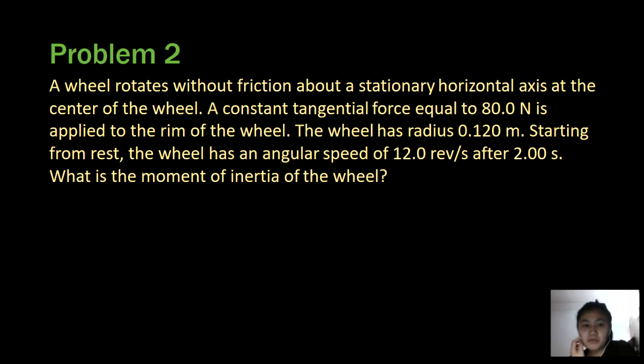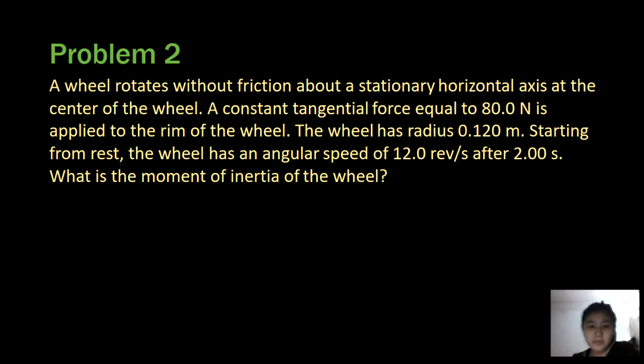For problem 2, a wheel rotates without friction about a stationary horizontal axis at the center of the wheel. A constant tangential force equal to 80 newtons is applied to the rim of the wheel. The wheel has radius 0.120 meters. Starting from rest, the wheel has an angular speed of 12 revolutions per second after 2 seconds. What is the moment of inertia of the wheel?